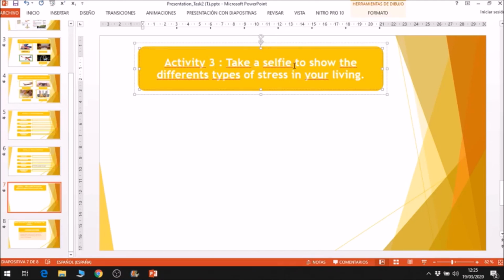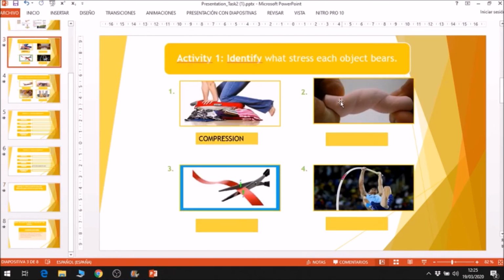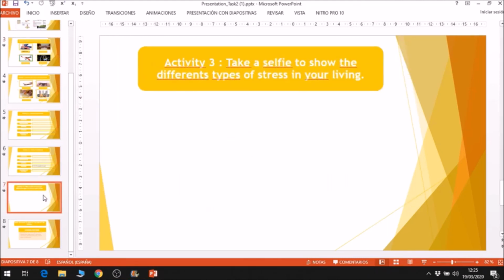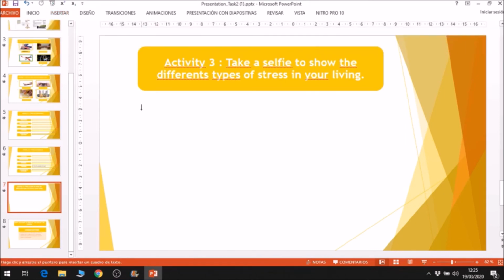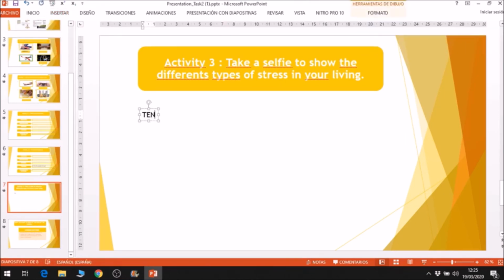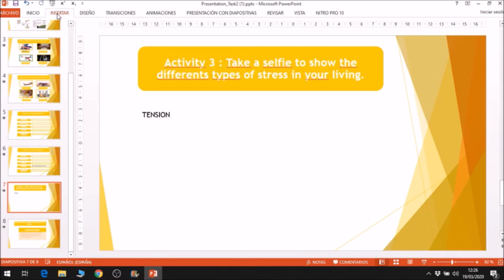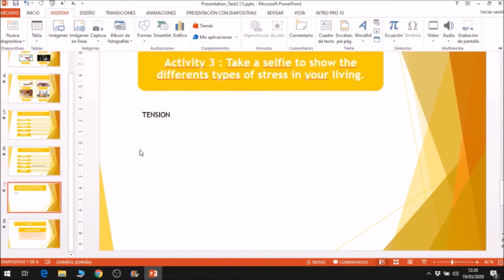Take a selfie of yourself, okay, to show the different types of stress in your living room. So you must look for examples. You can use something that is elastic to make it, okay, photographs, and you must appear doing different types of stresses. Remember that in insertar cuadro de texto, you have to write the type of stress, and then under it you must add a photograph. Insertar imagen, and you can add a photo here.